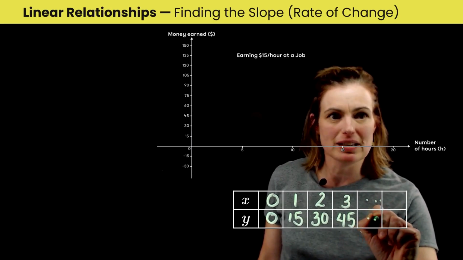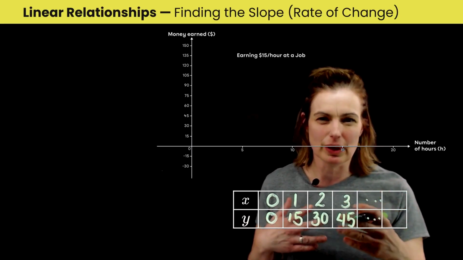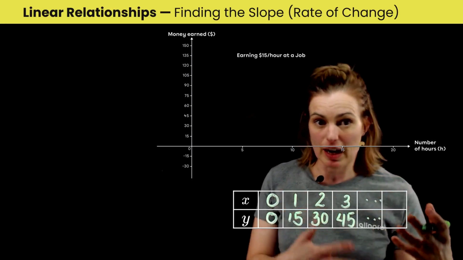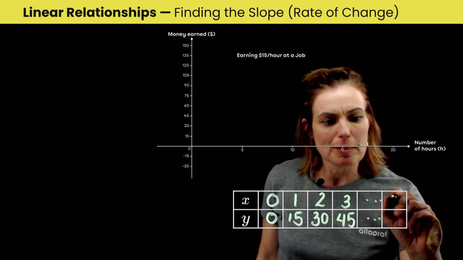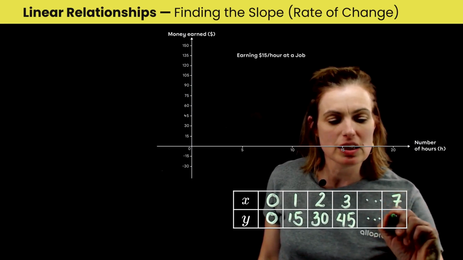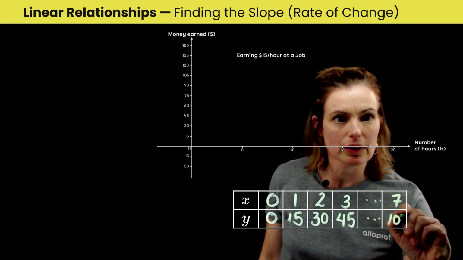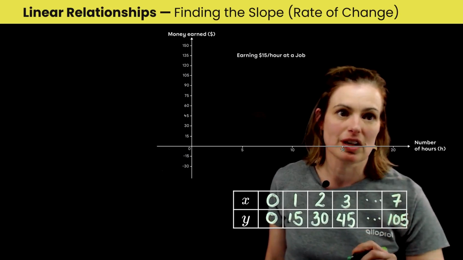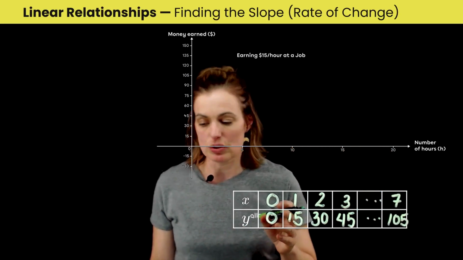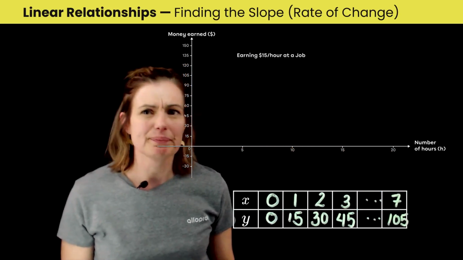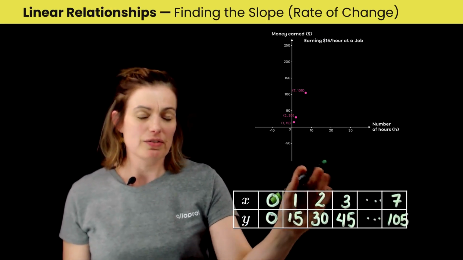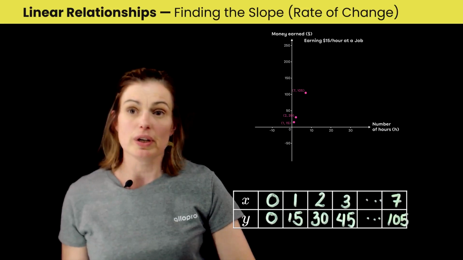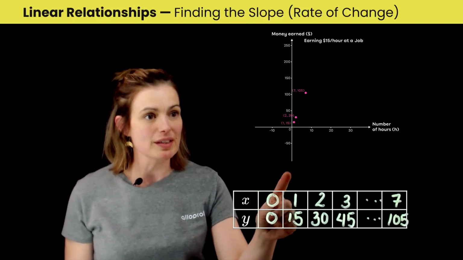We can basically use that same pattern to figure out their salary at any number of hours that they're going to work. But I want to know what they're going to be making at 7 hours. So if I continue that pattern, I find out that they're going to be making $105 after 7 hours of work. All right. Now, what we've done here in filling out the table of values is actually generated a set of ordered pairs or points that we can now graph.